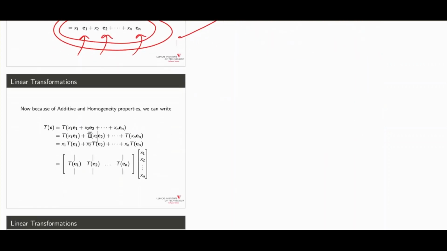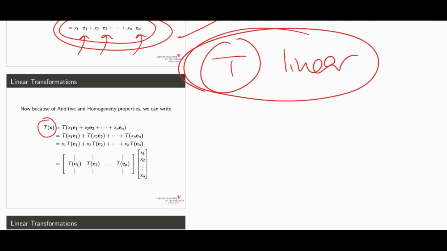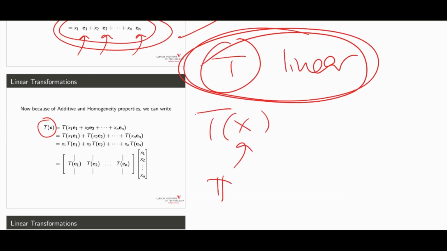Now let's go. T of x. Remember, T is assumed to be linear; that's the hypothesis. So I pick an x that is in the domain, which is a vector in Rn. I already showed you that such a vector can be written like this. Now, T being linear means that you can split this into this. This is the additive property.